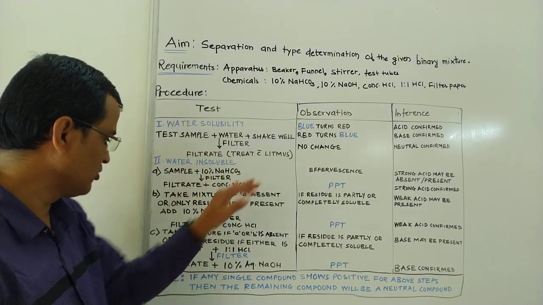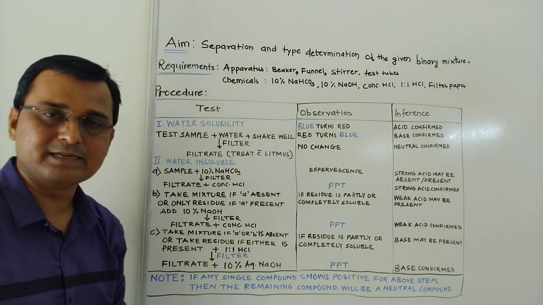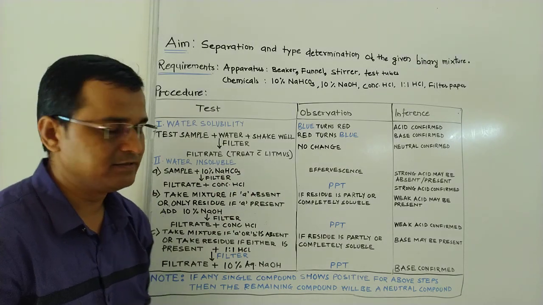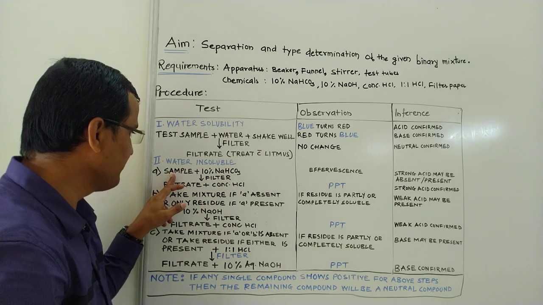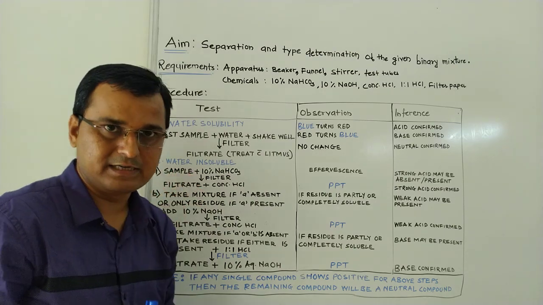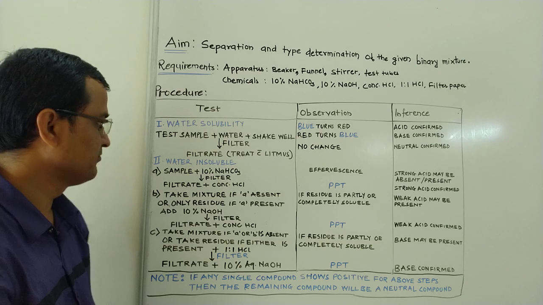Next, we come to the next step, the water insoluble case. In the case of water insoluble, we have three different steps, A, B, C. We have further divided it. Then, the very first step: the sample is treated with sodium bicarbonate. That's a strong base.